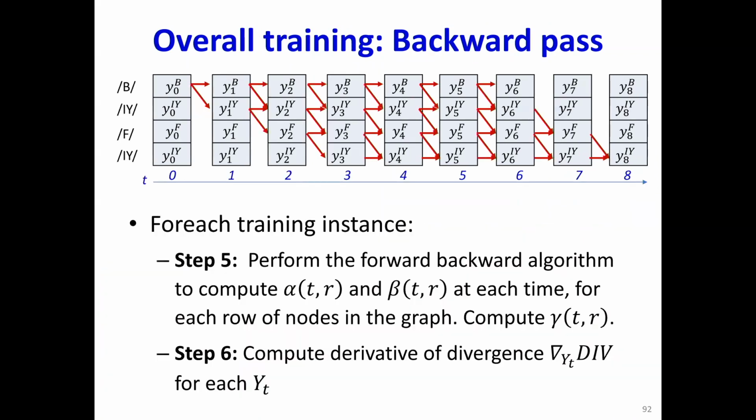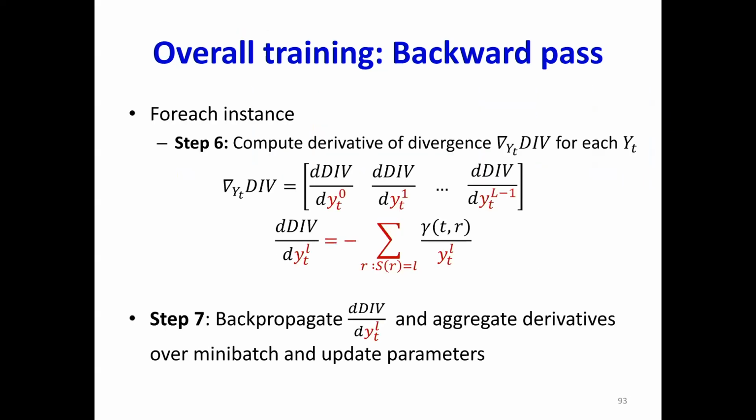Then on this reduced table, you can perform the forward-backward computation, computing the alphas and betas. And from the alphas and betas, you can compute the gamma. From the gammas, you know how to compute the gradient of the divergence with respect to the output probabilities at each time. Again, remember that this gradient is going to have zeros for the probabilities of all symbols that don't actually occur in your labels. Only the symbols that occur in your labels will have non-zero values. And then just plug that in. This is how you compute the derivative.